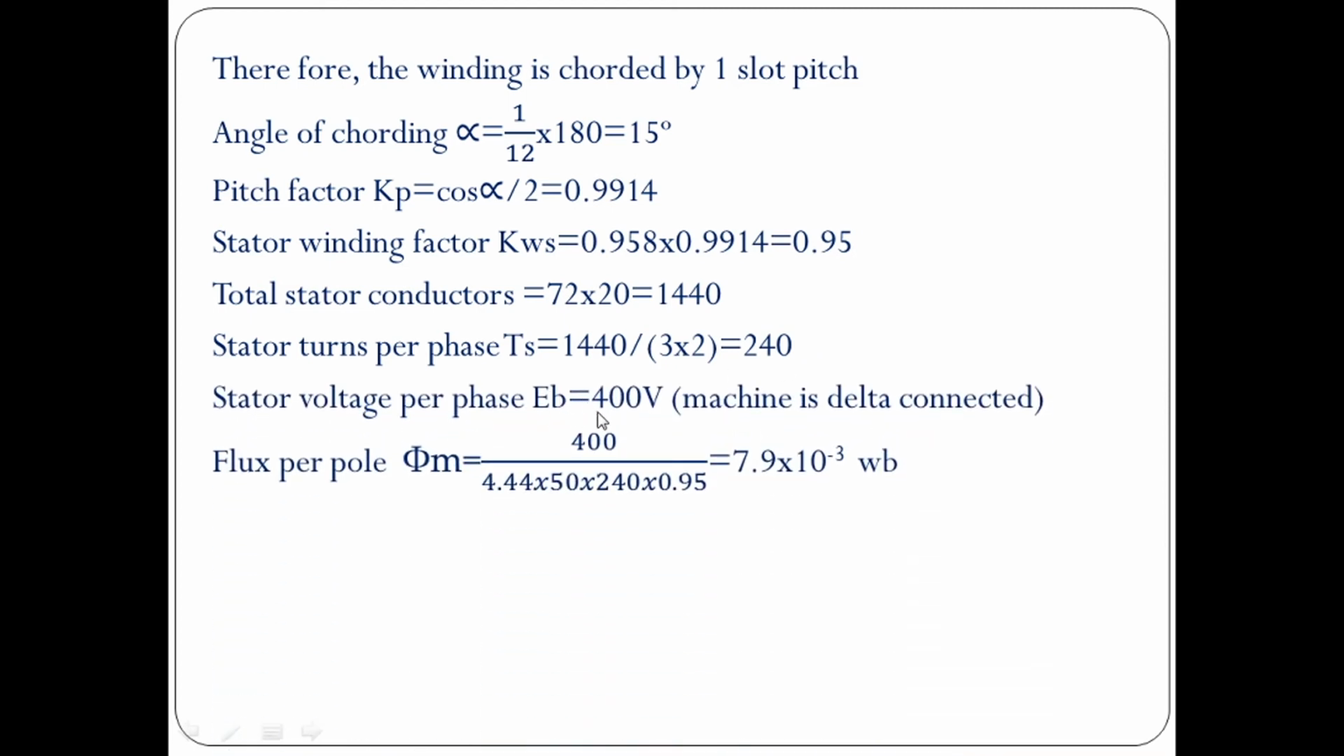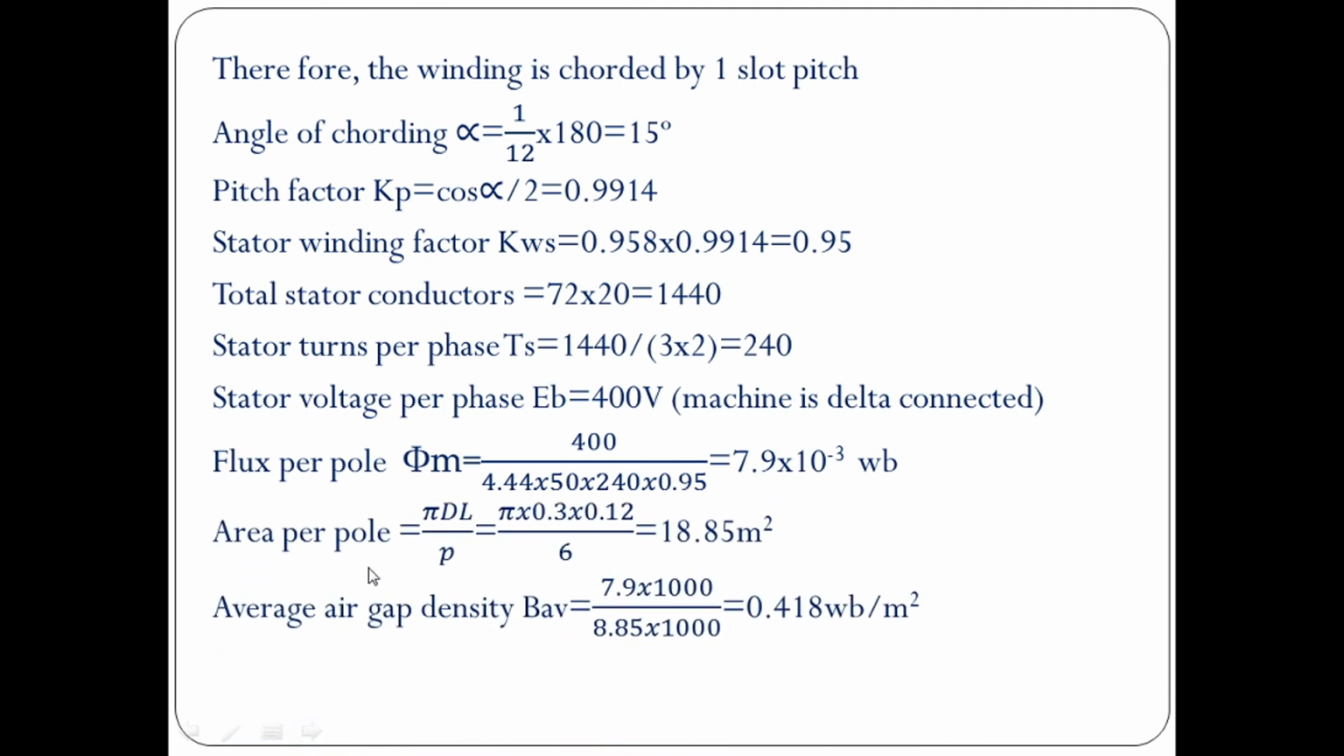Stator voltage per phase Eb is given by 400 volt. Since the machine is delta connected, line voltage equals phase voltage in the delta connection. So Eb is equal to 400 volt. Flux per pole phi m is equal to Eb divided by 4.44 F into Ts into Kws. If you use that formula, flux per pole phi m equals 400 divided by 4.44 into 50 into 240 into 0.95. So you will be getting 7.9 into 10 to the power minus 3 Weber flux per pole.